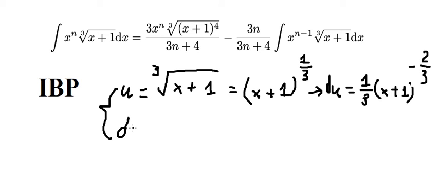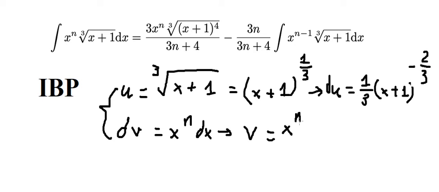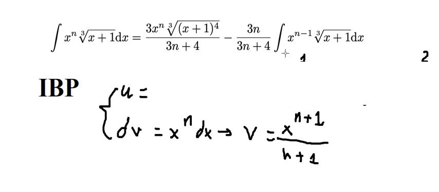So dv, we have s to the power of n ds. The integration of this one, we have s to the power of n plus 1 over n plus 1. If we combine u and v, we see that we cannot use this one, and now we need to change u into s to the power of n, and this one we change by this one.